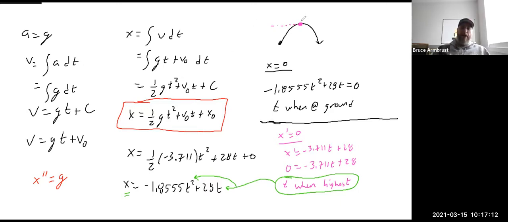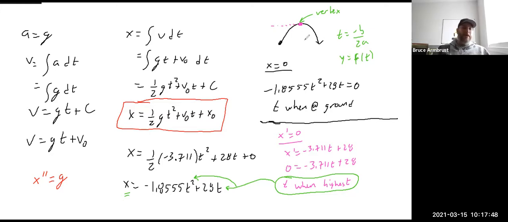Think about what this point is. This is a parabola, right? Because of the negative t squared. So when I'm at the top, I'm actually at the vertex. This is the same as asking, what's the vertex of this? And so you can do the vertex thing, negative b over 2a. And then the y is just f of t, whatever that number is.